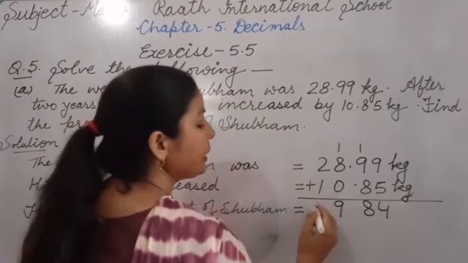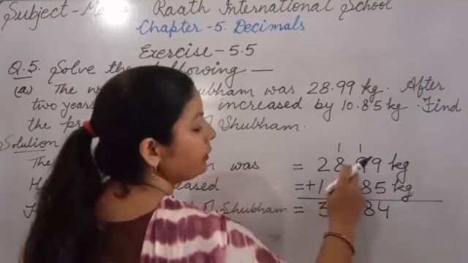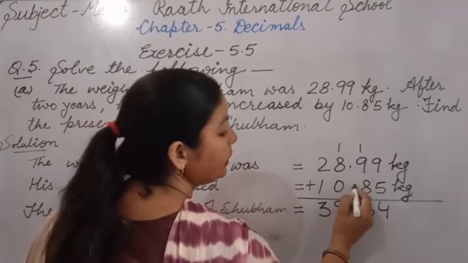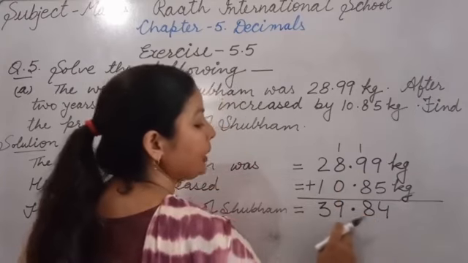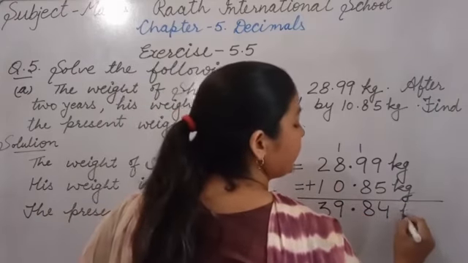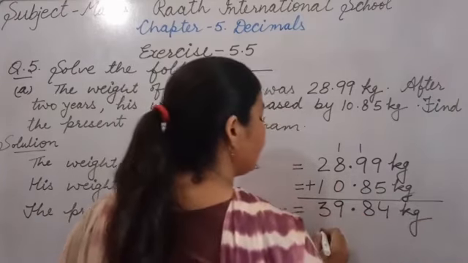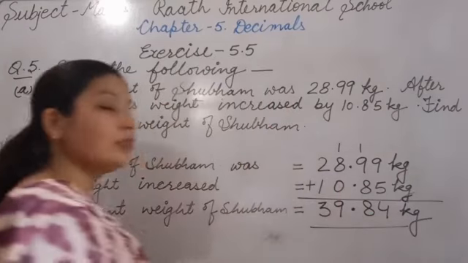And 2 plus 1, that is 3. Now there is a point, so there is also a point. So it has become 39.84 kg. Okay. That is the present weight of Subham.